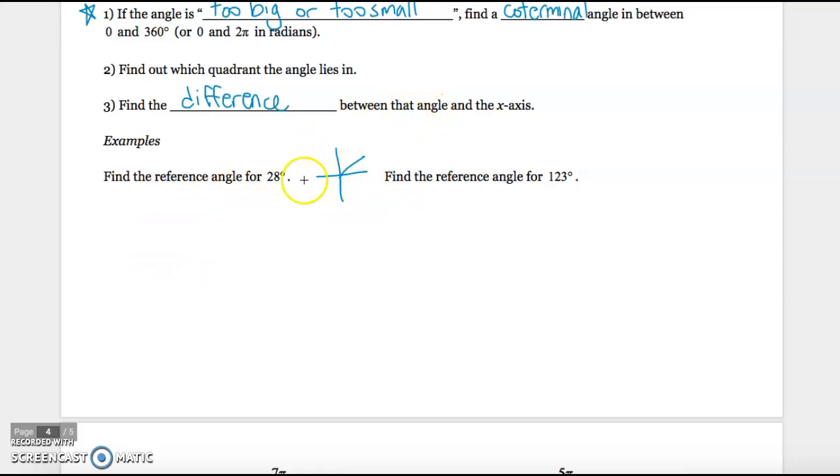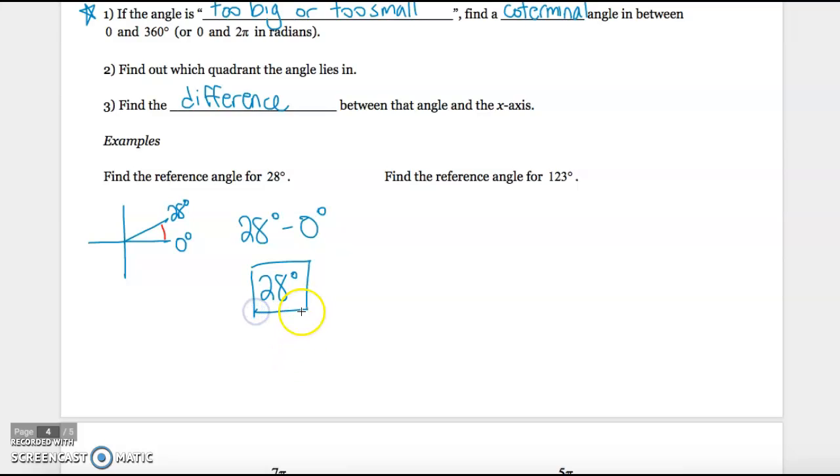And then I have to find the difference between 28 degrees and my x-axis. So what you're essentially finding is this angle that's right here. Here, let's draw that a little bigger. Right, so here's our 28 degrees, and my reference angle is the difference between that angle and the x-axis. So this is at 28 degrees. That x-axis measurement is 0. So when I do 28 minus 0, I end up with 28 degrees. So 28 degrees is actually its own reference angle because that's how far away it is from the x-axis.